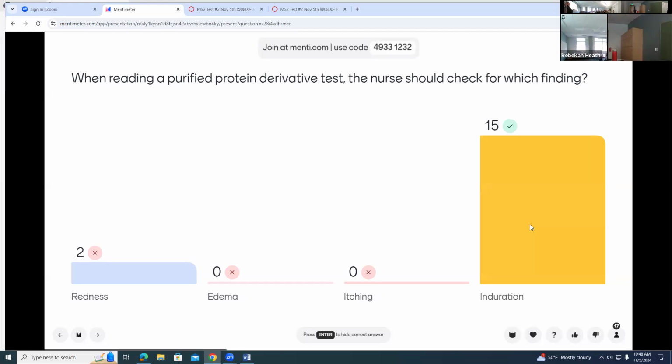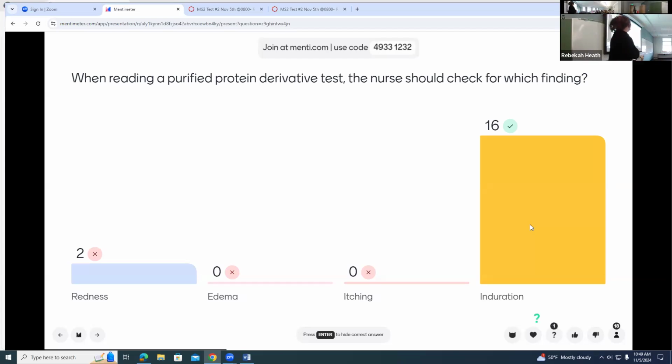And then how many hours do they need to wait before reading it? It's usually 48 to 72 hours. They kind of give you a window, but at least 48 hours. And at that 48-hour mark, the wheel has disappeared. It's been absorbed. If they have a raised area there, and it might be reddened, that's a positive. But if you just have a reddened skin area, with no induration, no raised area, that's still a negative test.